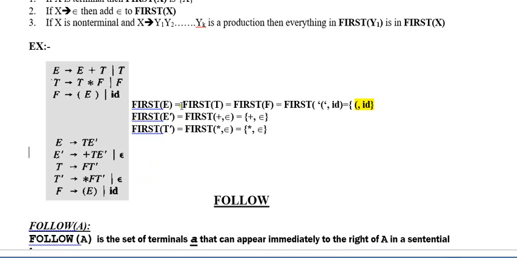Moving on to the next, first of T. So what will be the first of T? Find the T. Okay, here is the T. But is there anything in front of T? No. Are there any symbols before T? No. So T is generated from E, so the first of E is also the first of T. And F is also generated from T. We can see from this diagram that E generates T, then T generates F. So the first of E, T and F are the same, which are the opening bracket and id.